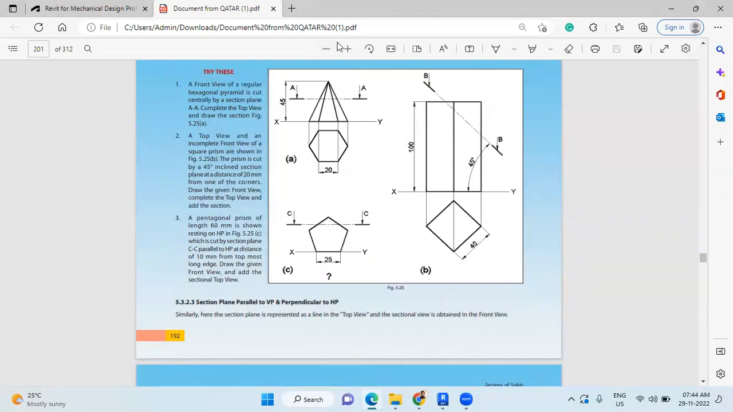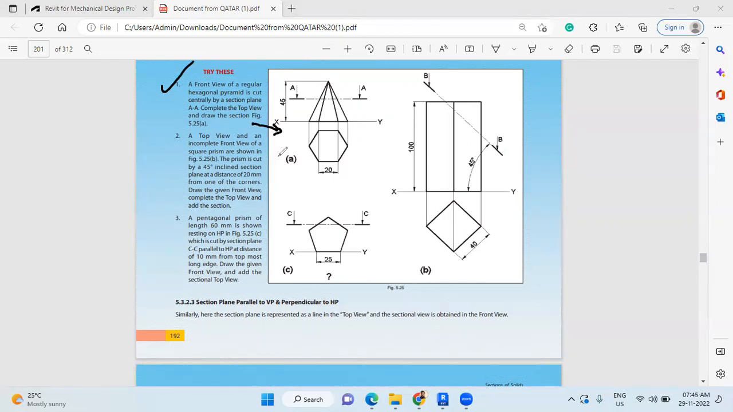So these three problems are today's homework. Read the first question, please. A front view of a regular hexagonal pyramid is cut centrally by a section plane AA. Complete the top view and draw the section figure.